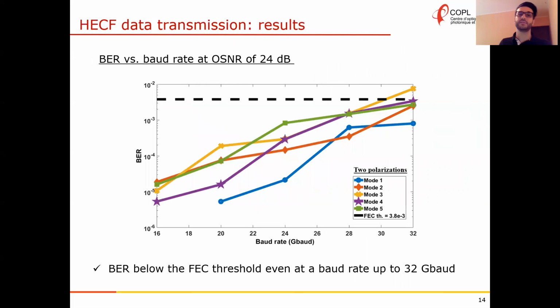Then we measured bit error rate versus baud rate at a fixed OSNR of 24 dB. And here we found that the bit error rate is below the FEC threshold, even at a baud rate up to 32 gigabaud.